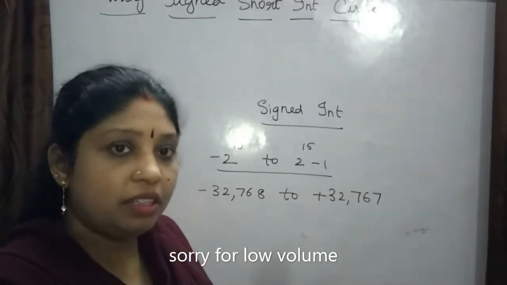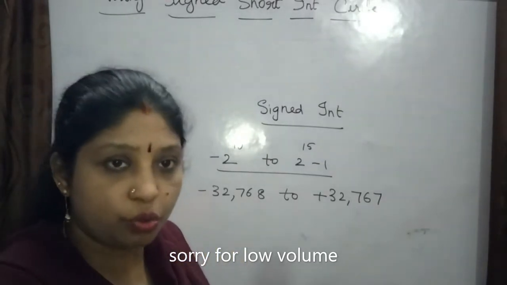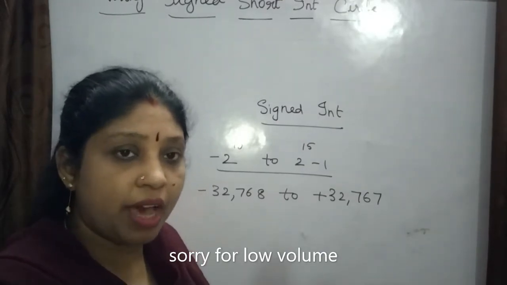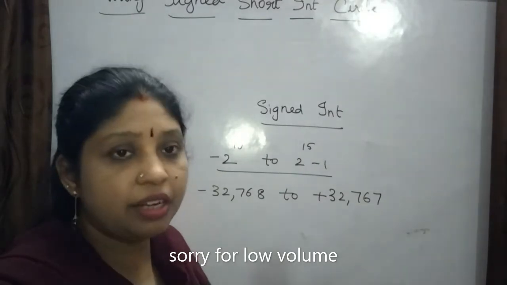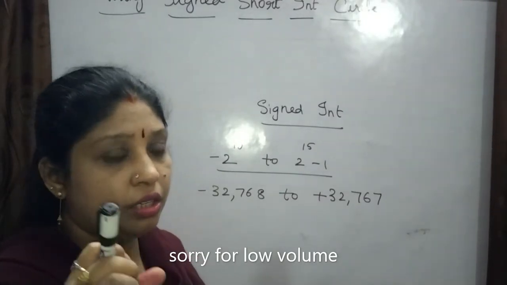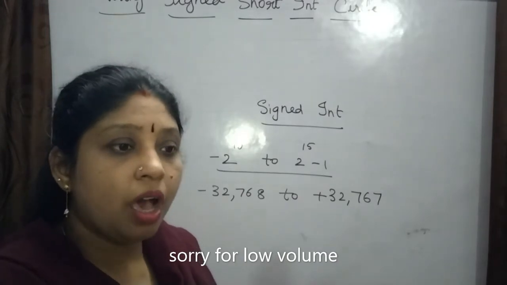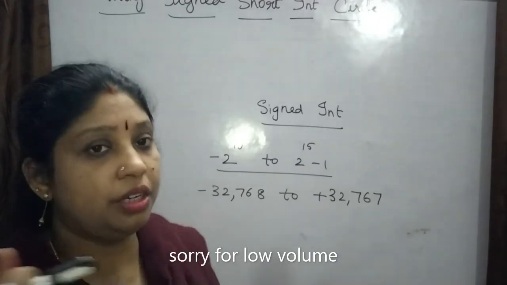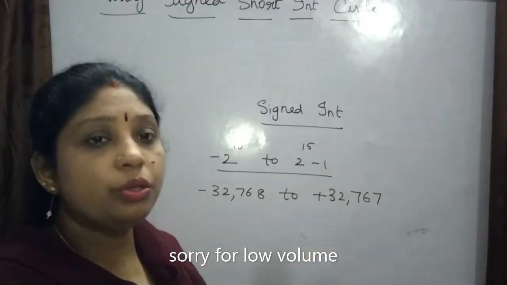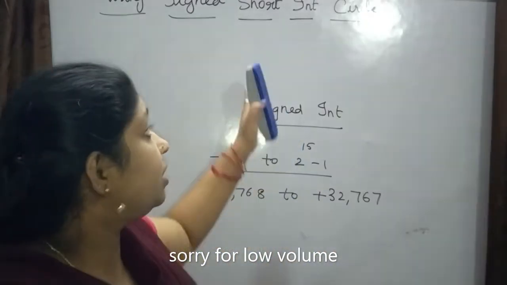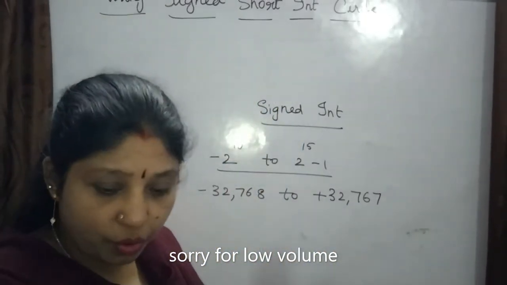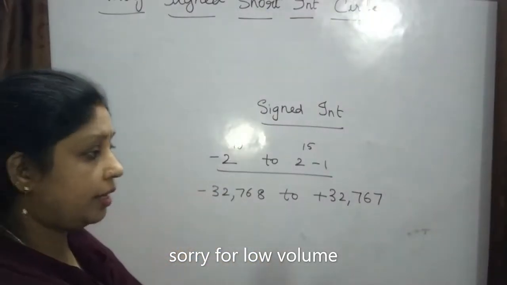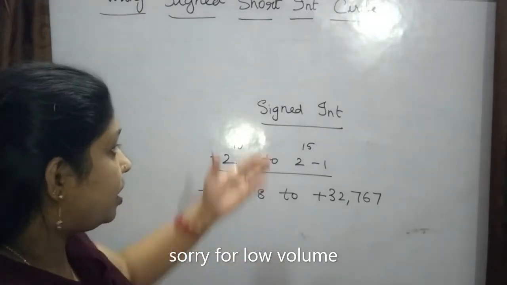Now that thing I am going to explain: how they are stored, after you declare an integer signed data type for a variable and assign a value, how the values are stored in it and how the values are retrieved from this circle. All those things I am going to explain by using this circle.